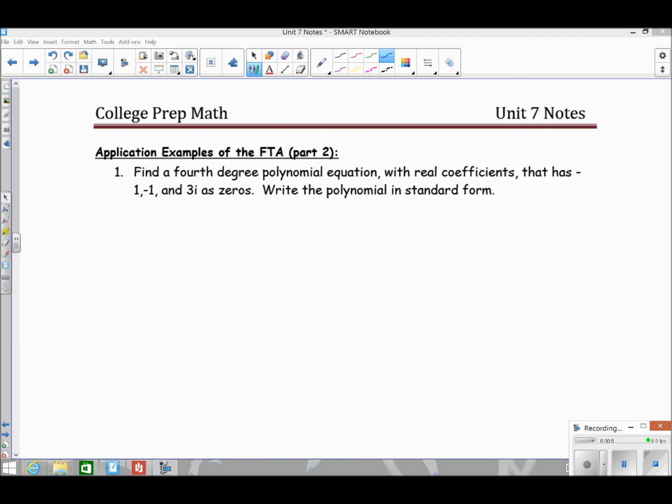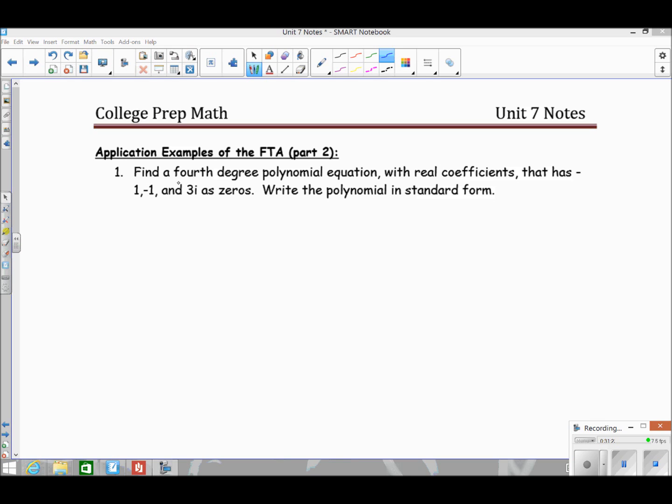So for the applications of the fundamental theorem of algebra, we're going to use these zeros and work backwards, and we're going to be able to find an equation. The reason I'll be able to find an equation is because we know that whatever the degree is equals the number of zeros. So however many zeros we have is what the degree of our equation has to be. And also, if they give us complex zeros, we know that their conjugates are in there.